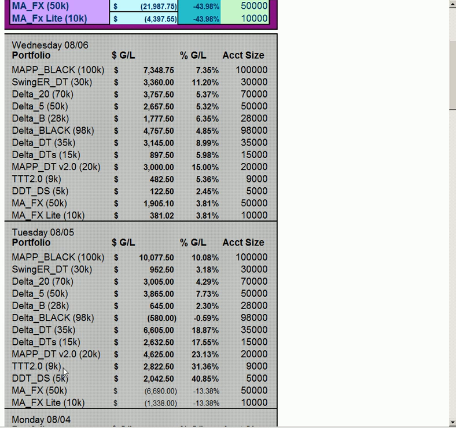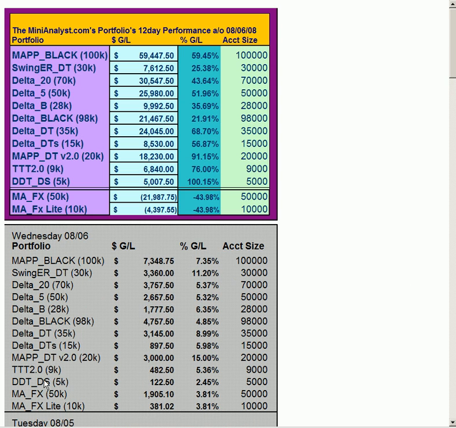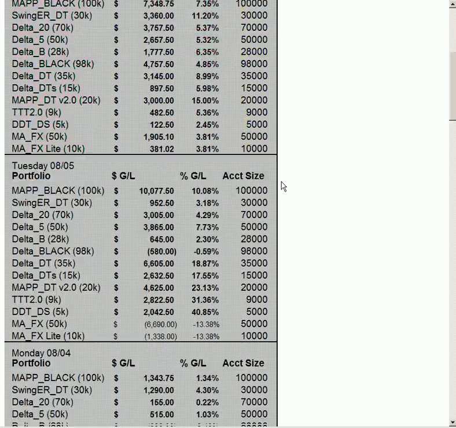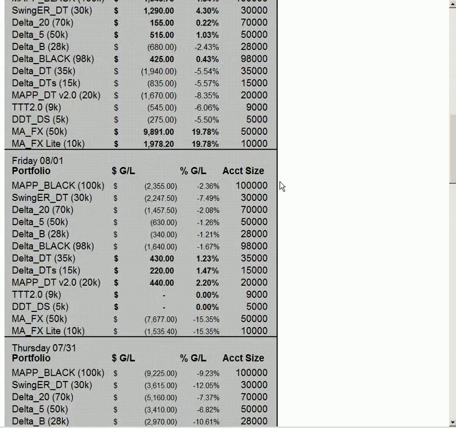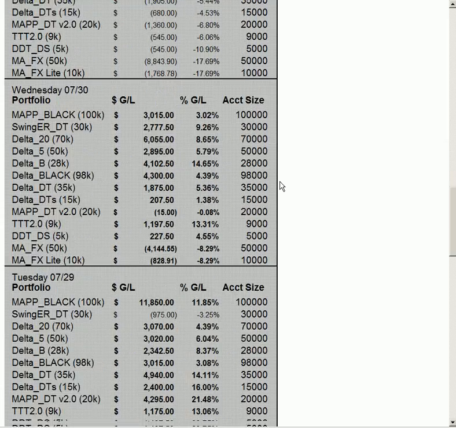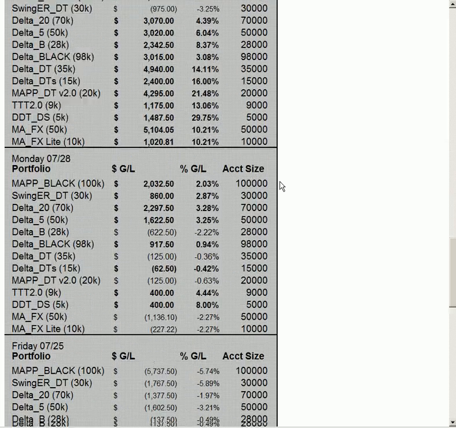Had some nice respectable gains. The triple threat was up 31%, MAP DT was up 23%, so the dual day trader and the triple threat lagged a little bit yesterday, but the MAP DT holding on with a 15% gain for yesterday, leading to a 12-day gain. We'll actually probably post these on the website. These are the 12-day gains, just very impressive gains.